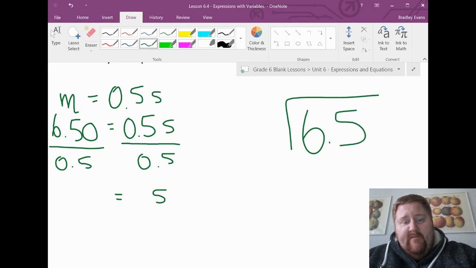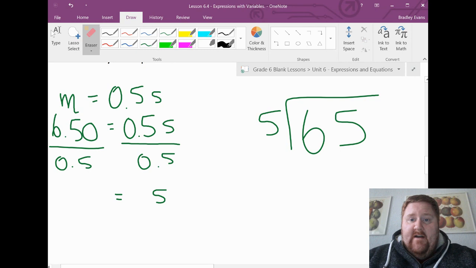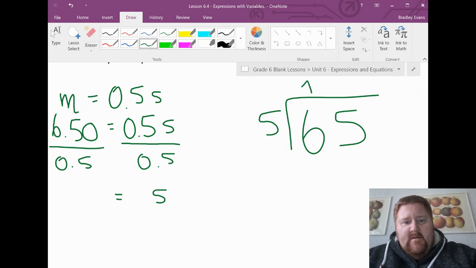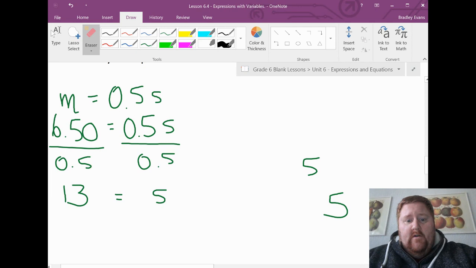Let's try 6.5 divided by 0.5. Well, that's going to be the same as 65 divided by 5. That's from unit 5. Okay, 5 into 6 goes 1 time. Subtract, bring down the 5. 5 into 15 goes 3. S equals 13.